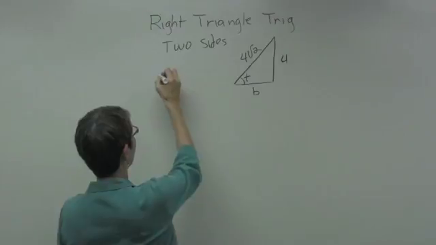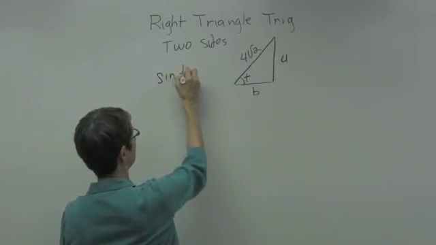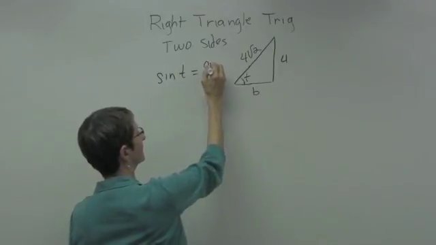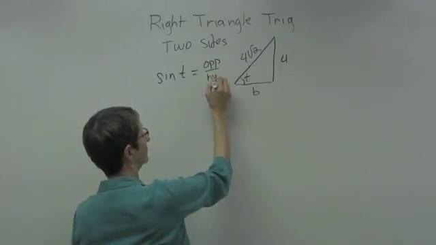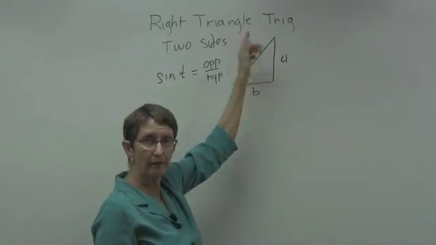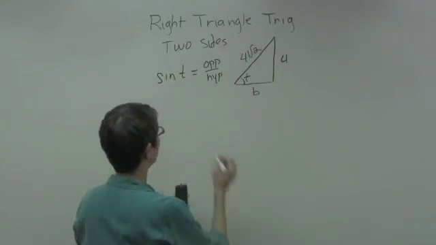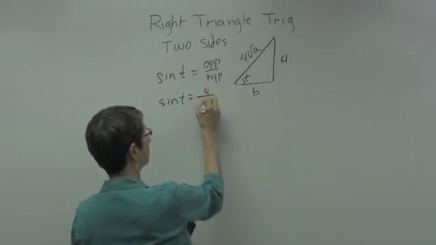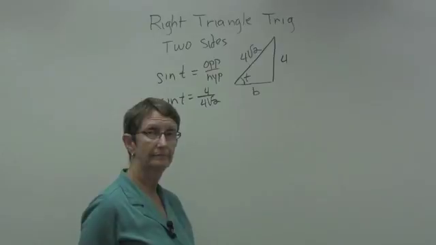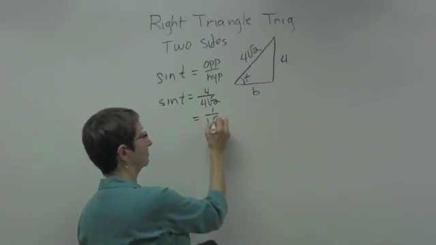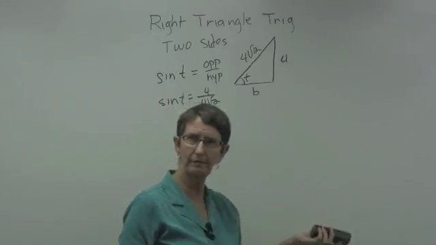Now, if I'm looking for sine of angle T, the sine we said was opposite over hypotenuse. Well, I've already got that. I've got the opposite, I've got the hypotenuse, so I could go ahead and put that in. The sine of t is 4 over 4 square root of 2. Well, the 4 is reduced, and that gives me 1 over square root of 2. Oh, that was easy. I didn't even have to find b.